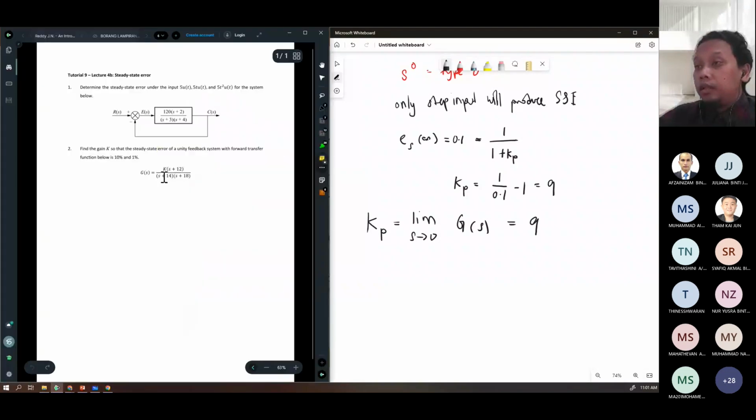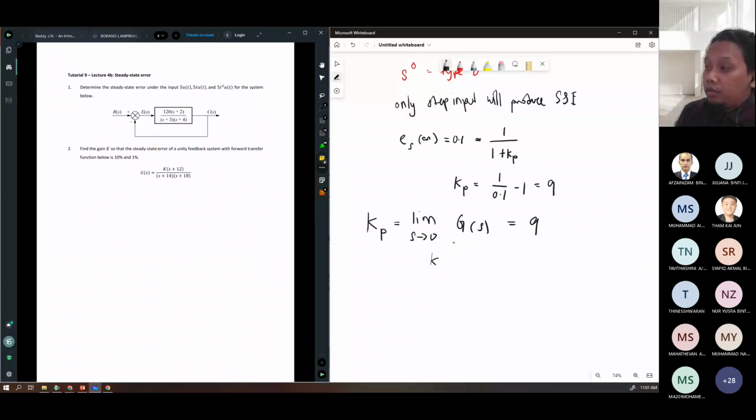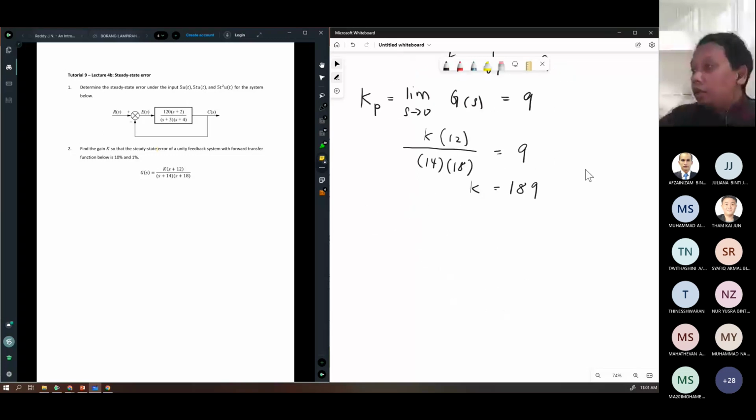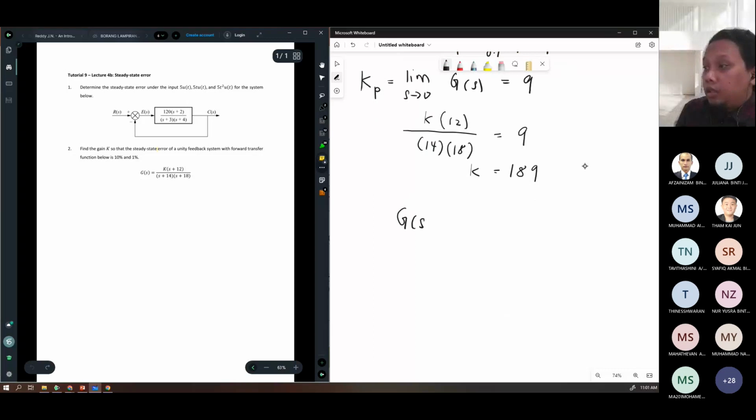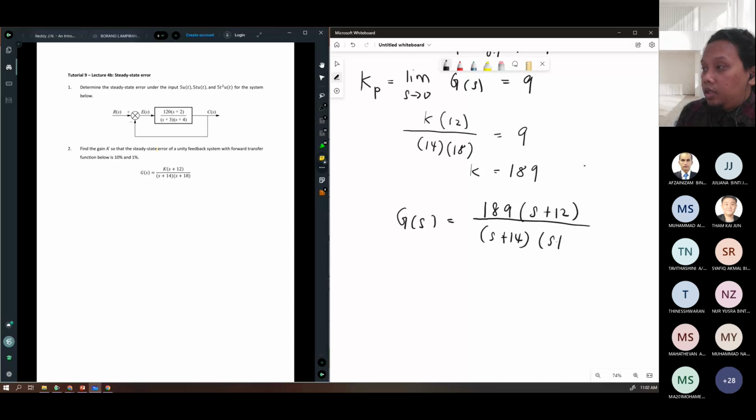And then this is your G. Substitute in here. So you get K times 12 over 14 times 18 equals 9. So you can find K. K equals 189. Then you get your K. So your G(s) will be 189 times (s plus 12) over (s plus 14) times (s plus 18).